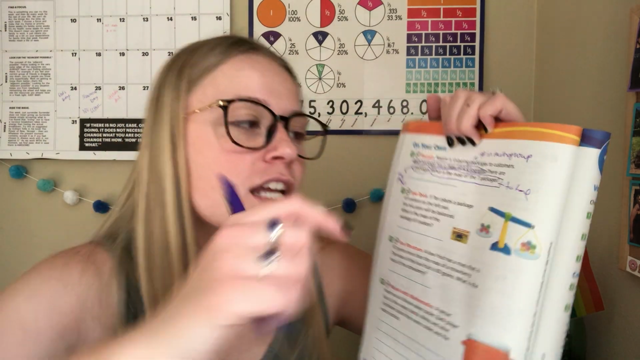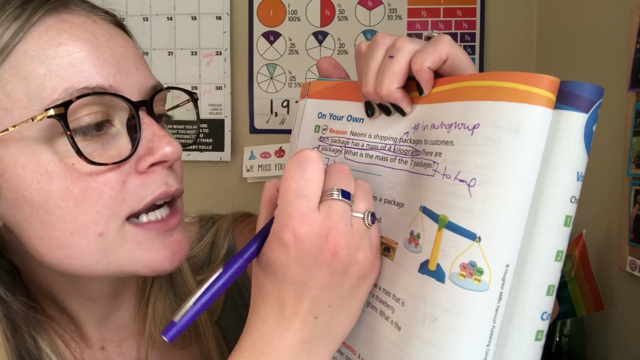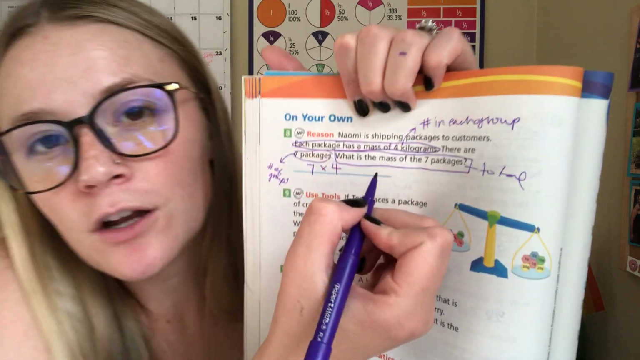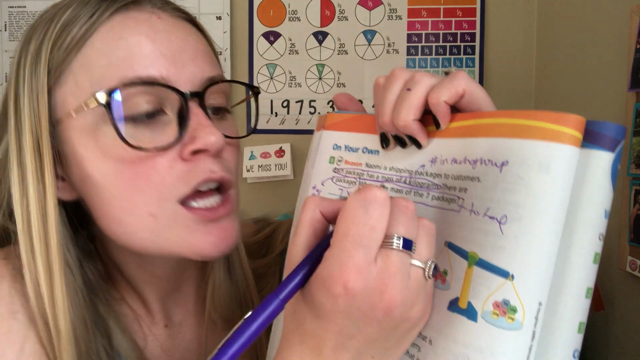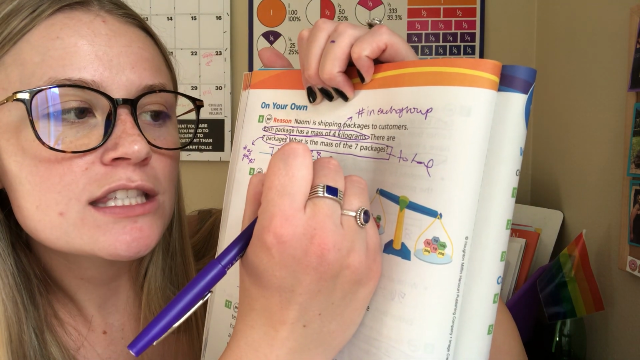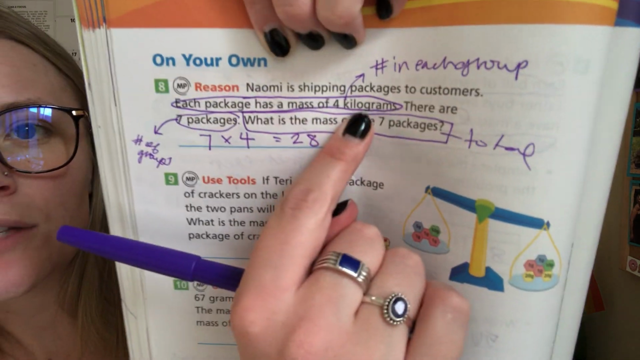That's multiplication. So my number of groups is 7 times the number in each group, which is 4. I know my math facts. 7 times 4 is 28. So the mass of the 7 packages is 28 kilograms, right? Because we're using 4 kilograms here. Switching it up a little bit.